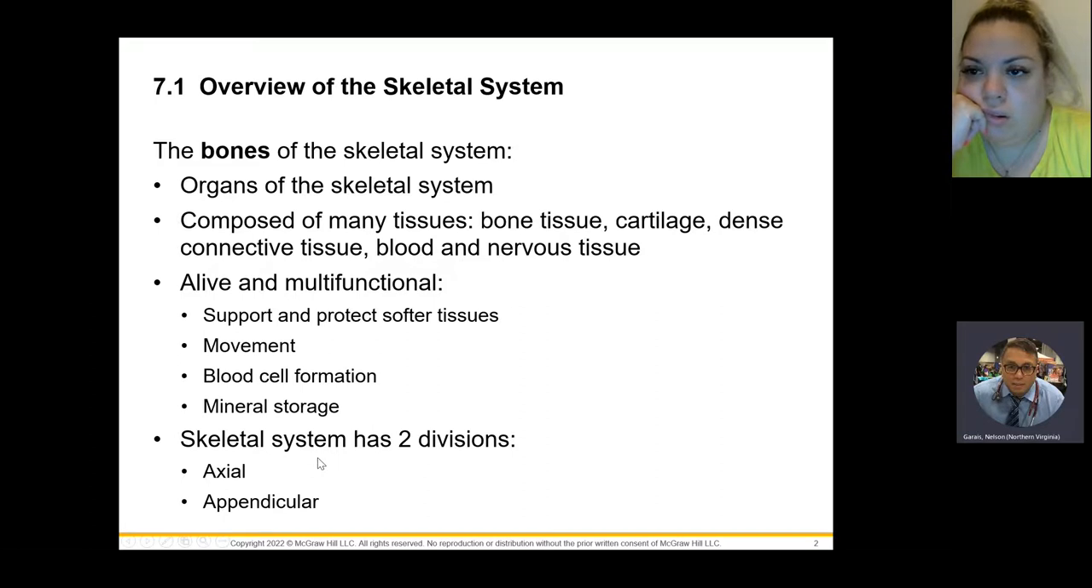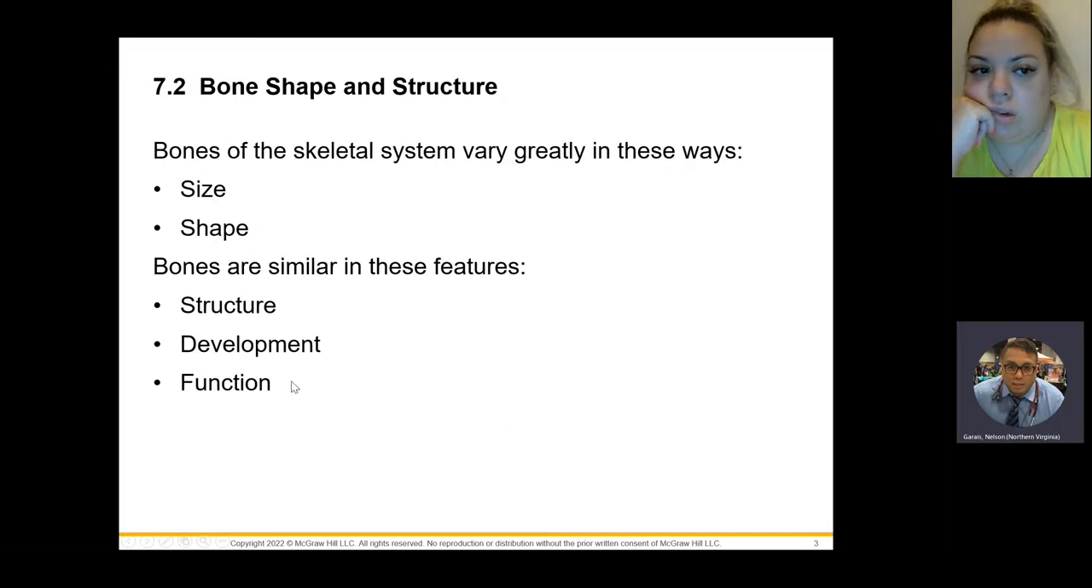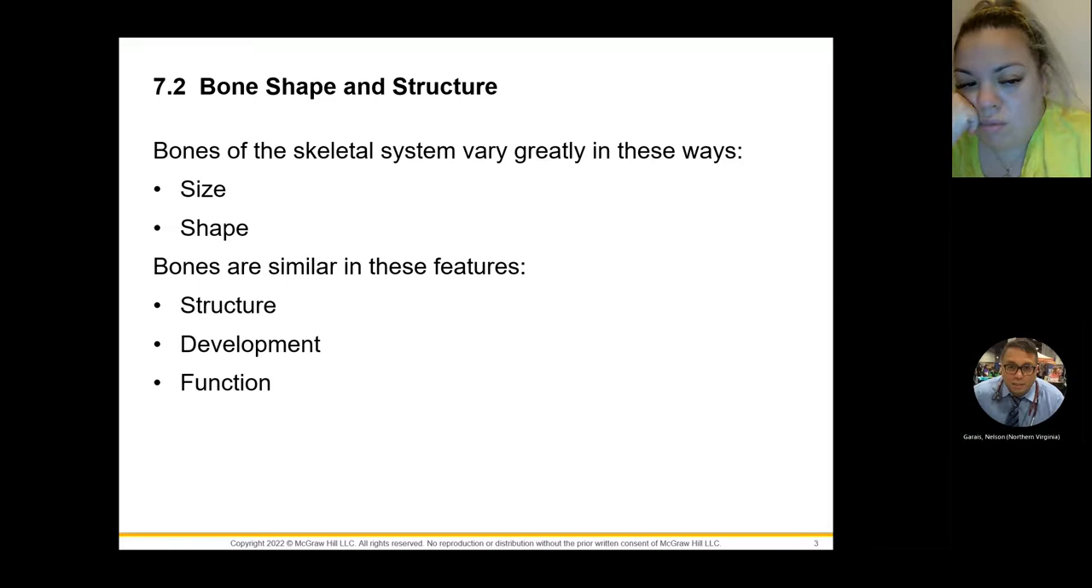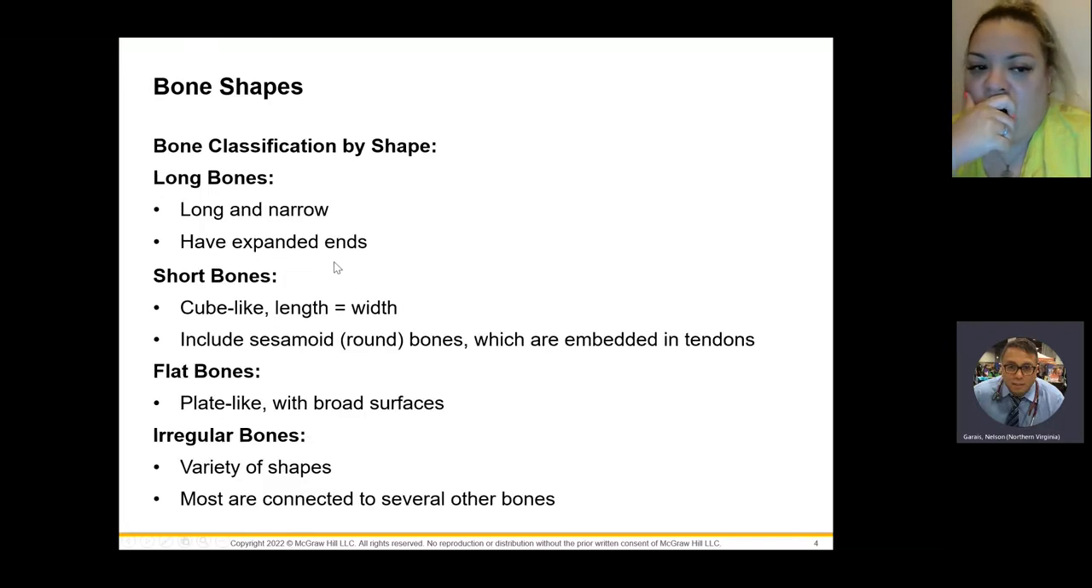Your skeletal system has two divisions. We already know that from lab, axial and appendicular. Your skull, thoracic cage, and your vertebral column are part of your axial, and everything else is appendicular. Of course, bones are different in size and shape, and we're going to talk about the bone shapes in a minute. And remember, it goes back to what we always talked about, even when we were talking about cells, form equals function. So if something has a particular form, there's a reason for it. So let's look at classifications by shape. So long bones.